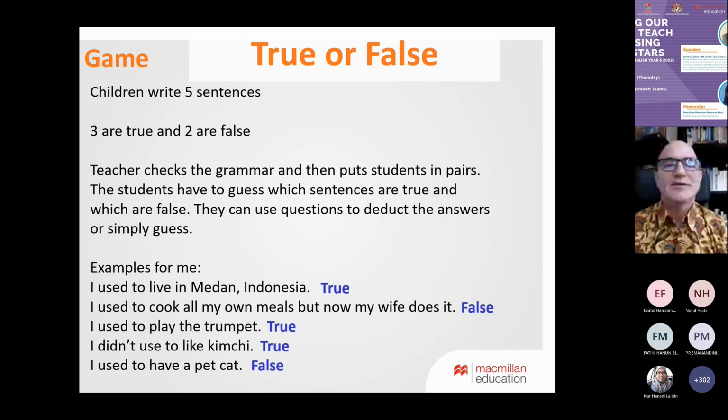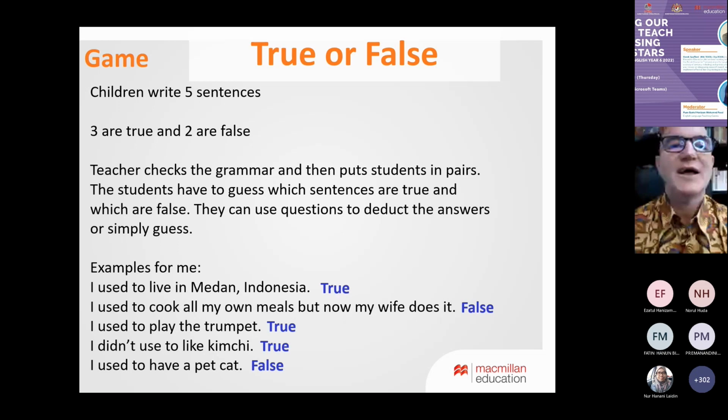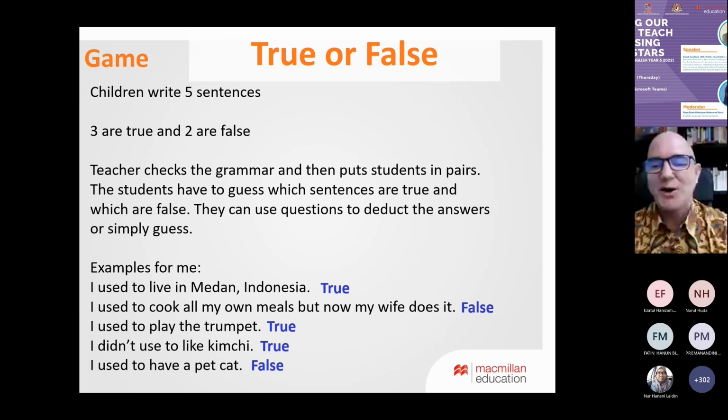False. Yes, of course. I don't let my wife cook all my meals. How terrible that would be. I often cook as well for my family. And the last one, I used to have a pet cat. No, I don't have any cats because I'm allergic to cats.